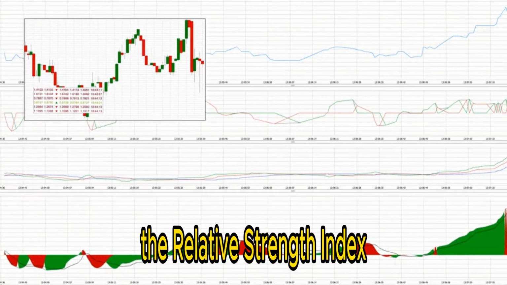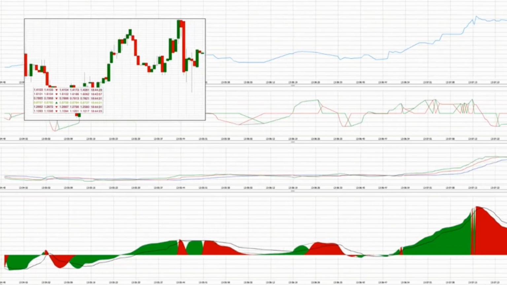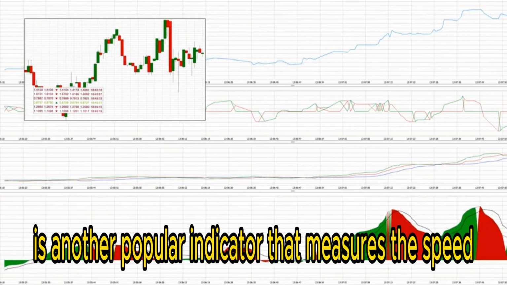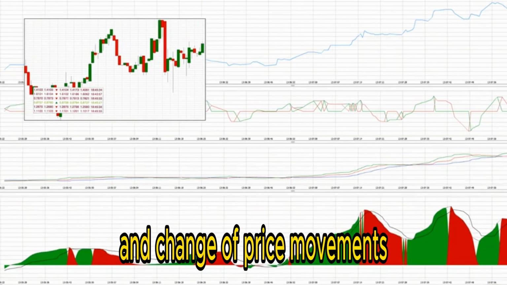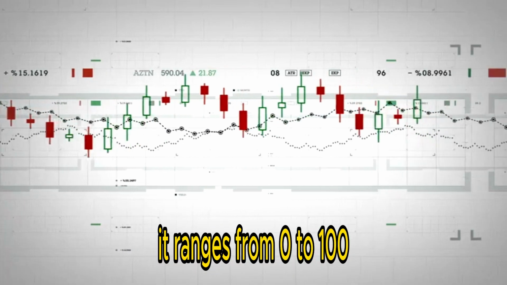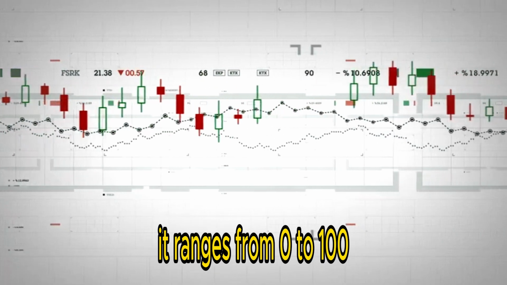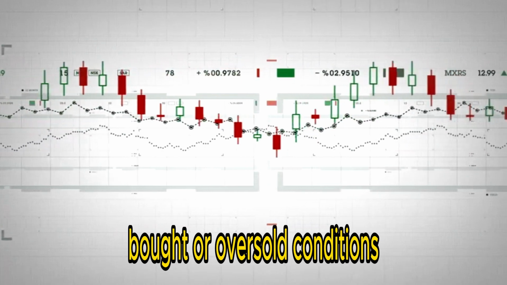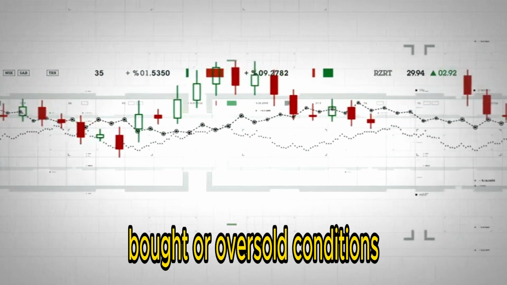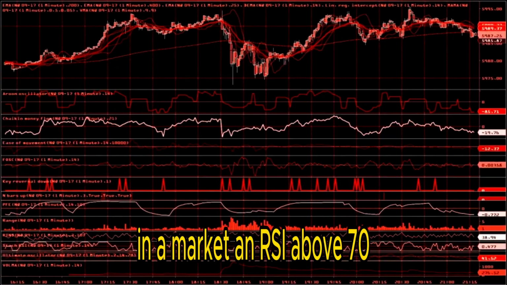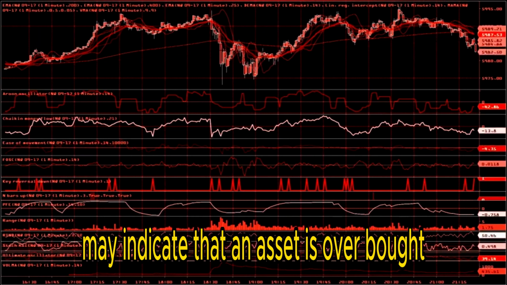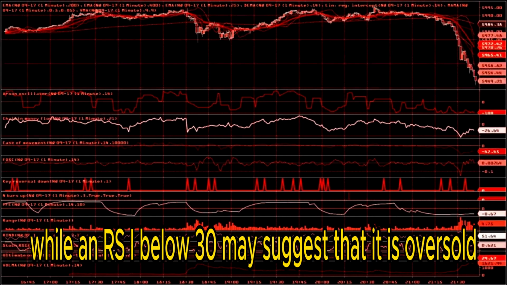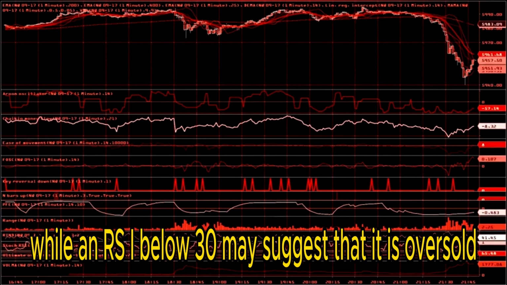The Relative Strength Index, or RSI, is another popular indicator that measures the speed and change of price movements. It ranges from 0 to 100 and is typically used to identify overbought or oversold conditions in a market. An RSI above 70 may indicate that an asset is overbought, while an RSI below 30 may suggest that it is oversold.